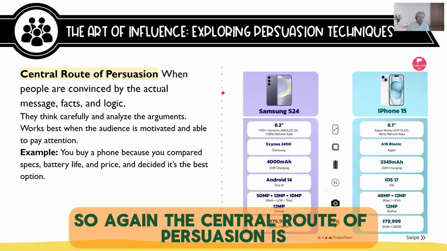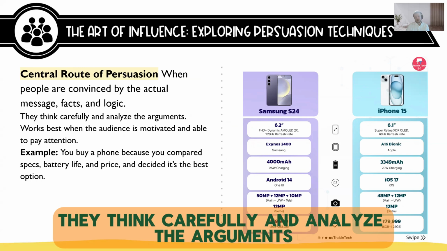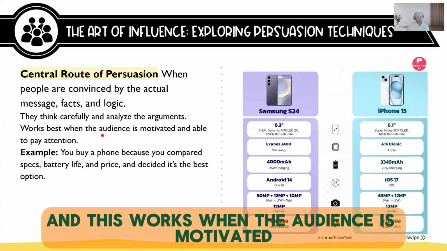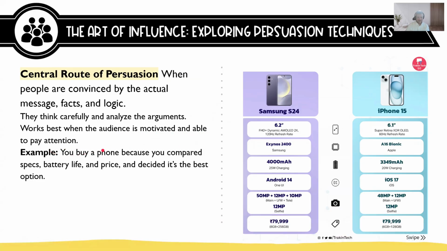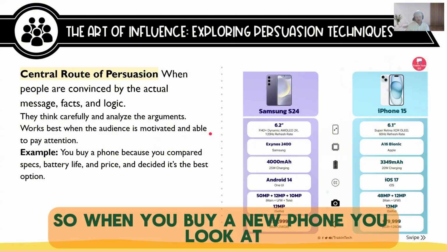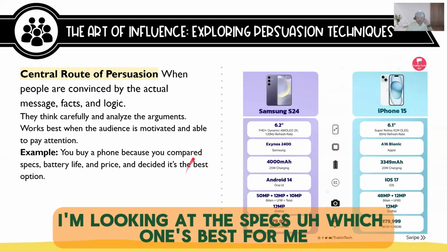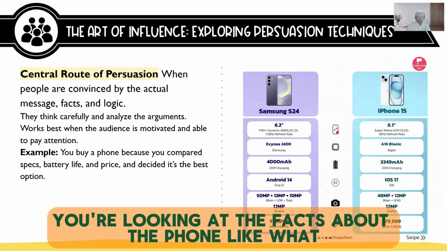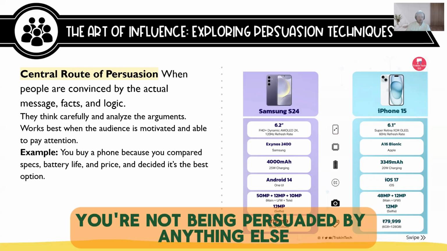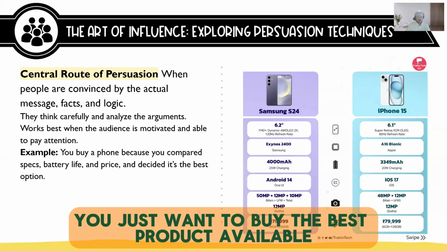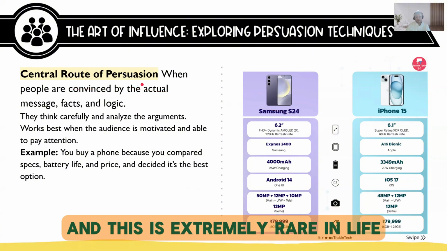So again, the central route of persuasion is when people are convinced by the actual message, facts, and logic. They think carefully and analyze the arguments, and this works when the audience is motivated and able to pay attention. Good luck with that. So when you buy a new phone, you look at which phone should I buy? I'm looking at the price, I'm looking at the specs, which one's best for me? You're looking at the facts about the phone, like what specs does it have and what kind of camera does it have, right? You're not being persuaded by anything else, you just want to buy the best product available. That would be the central route of persuasion. And this is extremely rare in life.